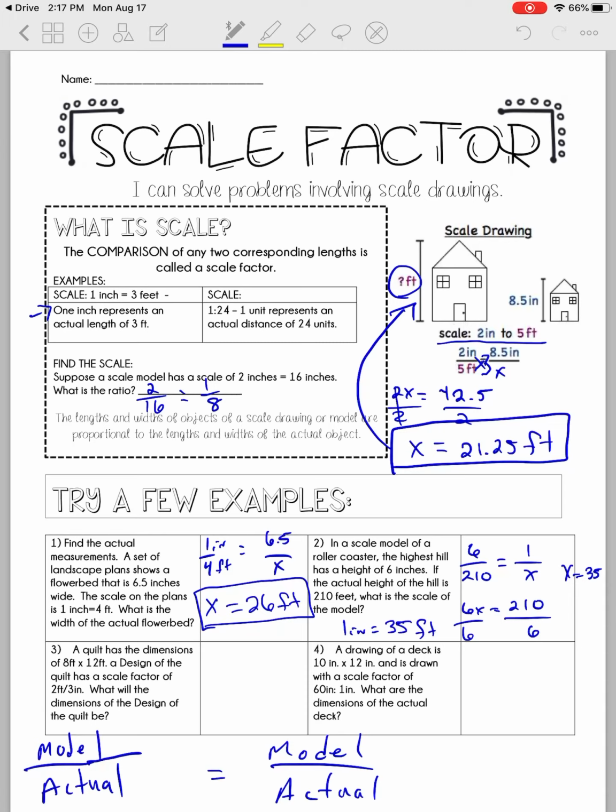A quilt has the dimensions of 8 feet by 12 feet. A design of the quilt has a scale factor of 2 feet equals 3 inches. What will the dimensions of the design of the quilt be? So here you're kind of working backwards, right? So we know what the actual measurements are. We're trying to find the scale measurements. What will the dimensions of the design be?